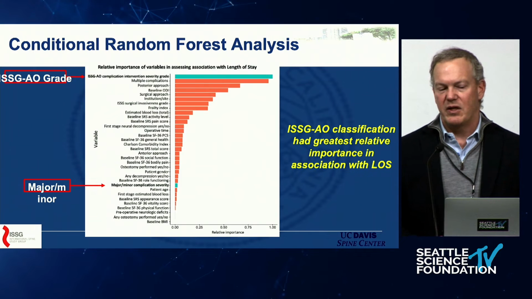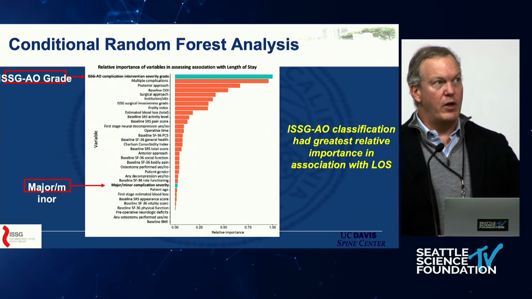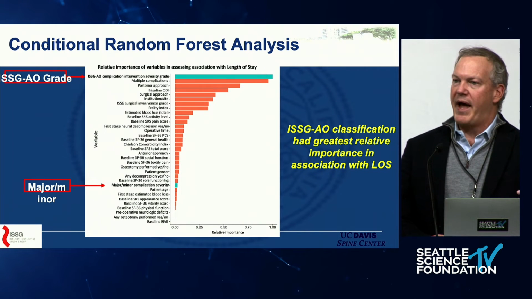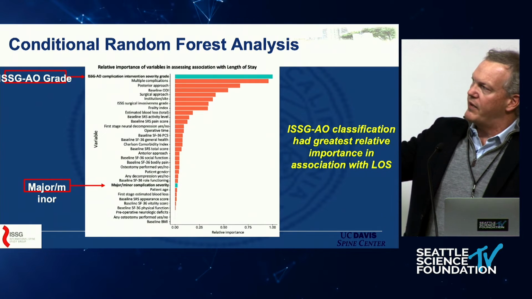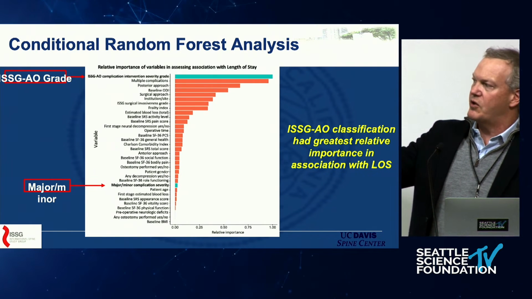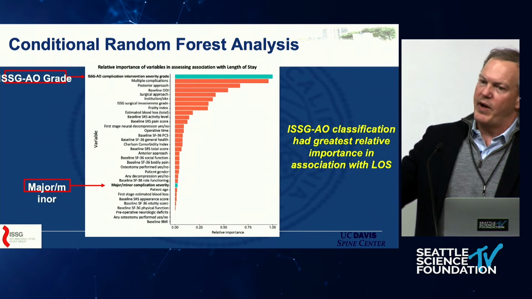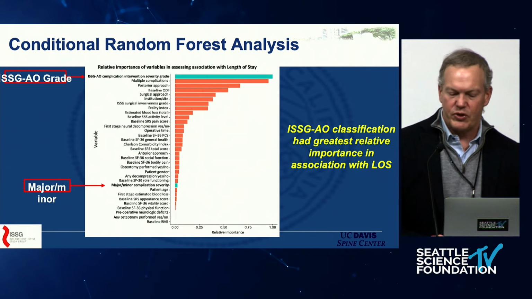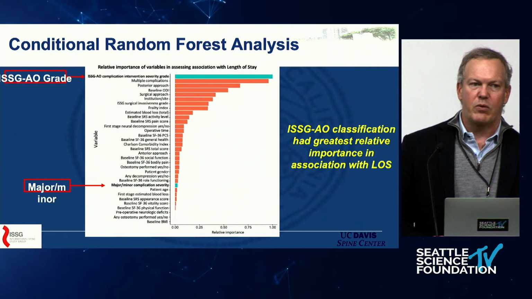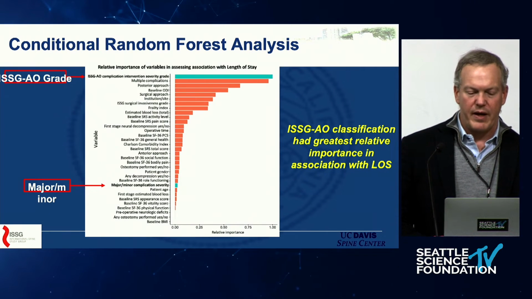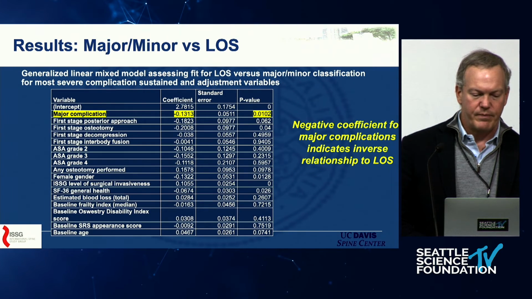And even if we look at this conditional forest plot, where we look at what is the most important impact, the higher you are, the more impactful it is. You can see the number one is that complication intervention severity score. Major and minor complications is way down at the bottom. Again, there are so many other things that factor into why a patient stays in the hospital, and the least important is whether or not it's a major or minor complication.